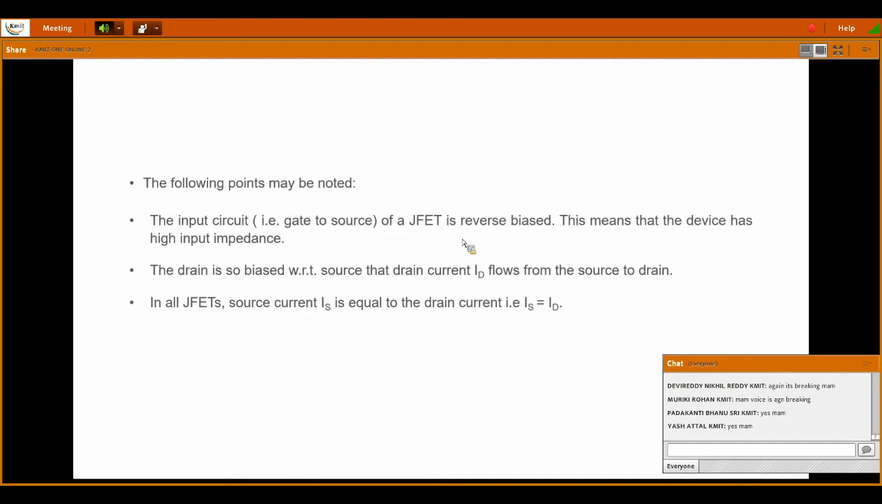Okay, so these 3 points we need to understand, and these are fixed for N channel JFET, and these points will be reversed, the polarities will be reversed, if you go for P channel JFET operation.